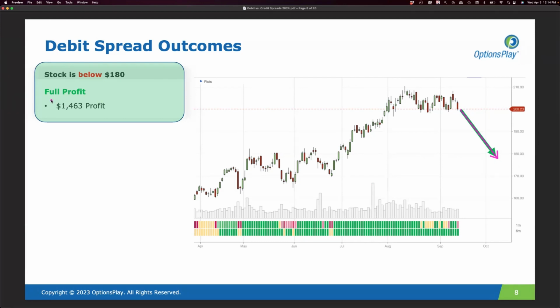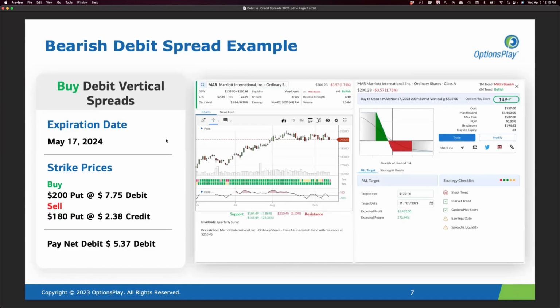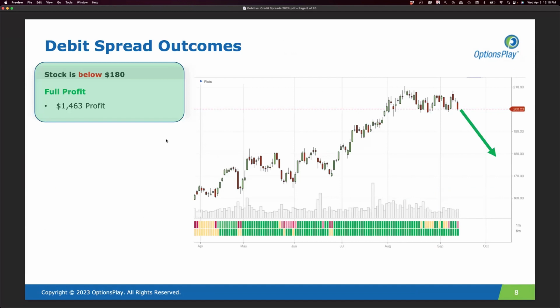Well, at that point, you're going to realize the full $1,463 profit. How do we arrive at 1463? It's the difference between the 200 and 180 strike prices that we traded. That's a $20 difference between 200 and 180, minus the $5.37 that we paid for it.